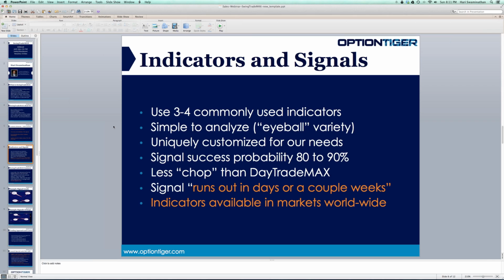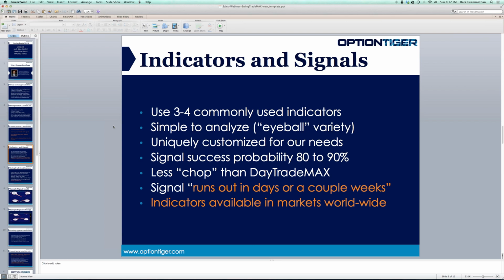Now, if the stock takes a slow march upward or downward, depending on which direction we played the trade, the signal might take a couple of weeks, but at some point the signal will run out, and that's the time to exit the trade, and you'll get a very clear signal as to when to exit the trade. That's the beauty of the swing trade max system, and we'll be talking about that a little later as well.